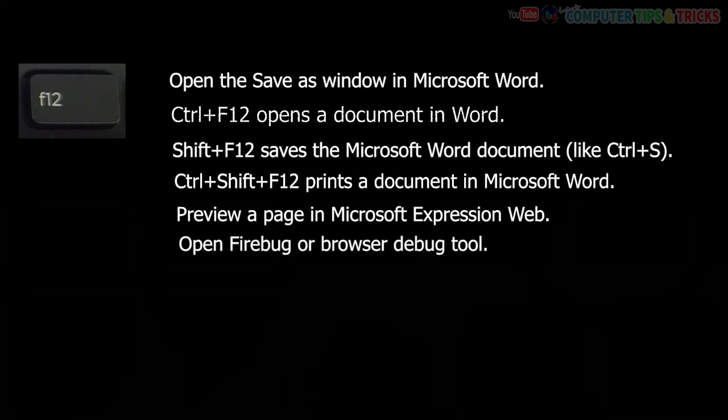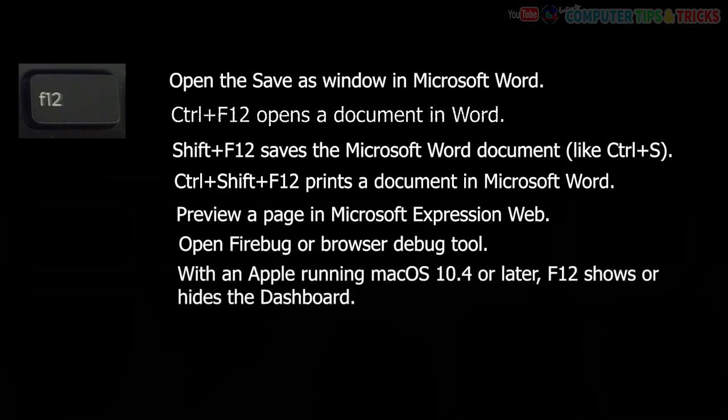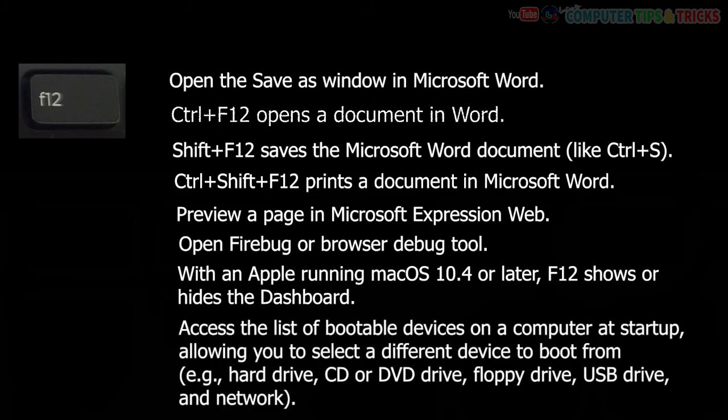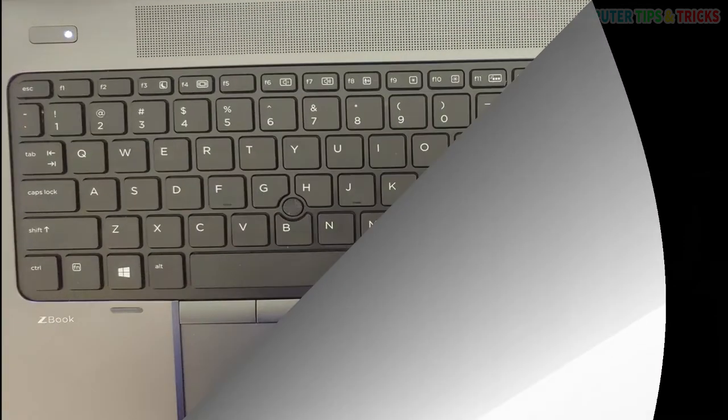It will open a Firebug or a browser debug tool. In Apple running Mac OS 10.4 or later, F12 shows or hides the dashboard. It will access the list of bootable devices on a computer at startup, allowing you to select a different device to boot, for example a hard drive, CD or DVD drive, floppy drive, USB drive, and network.